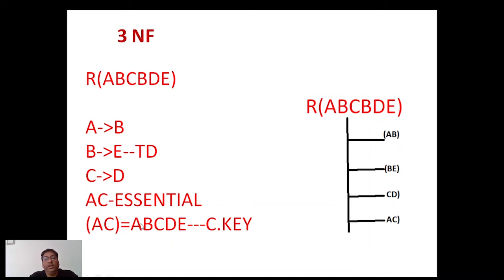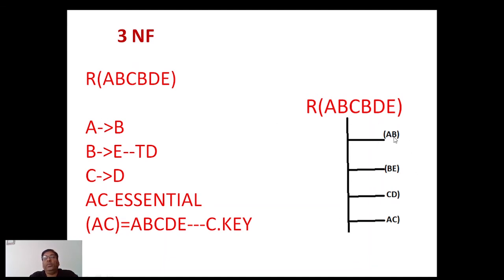So if you see AC is a candidate key, which means B, D, E all are non-prime, and E dependent on B, where E is non-prime, B is non-prime, we are going to call it as transitive dependency. A non-prime dependent on another non-prime is transitive dependency. So if there exists a transitive dependency, then you say your relation is not in third normal form, then you are supposed to decompose this in this fashion.